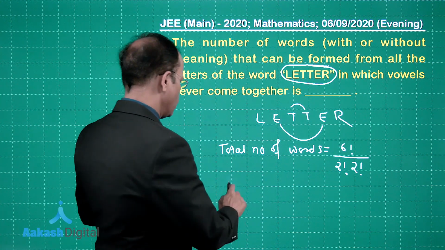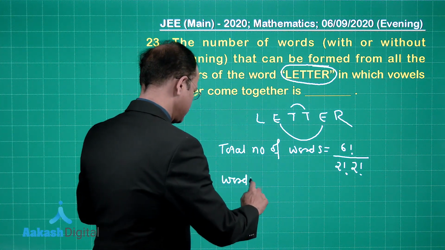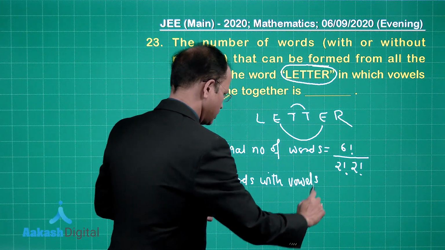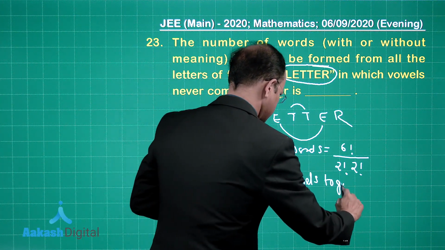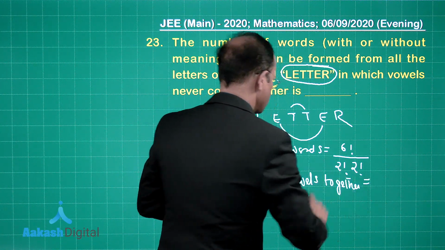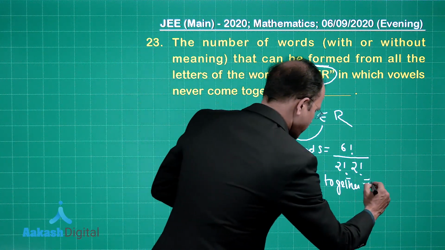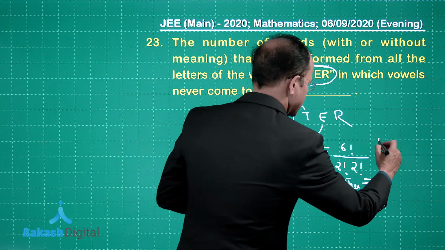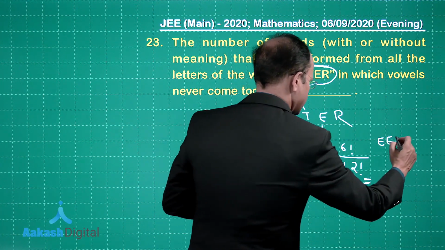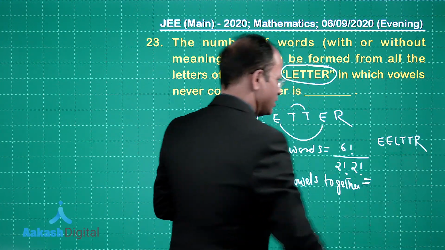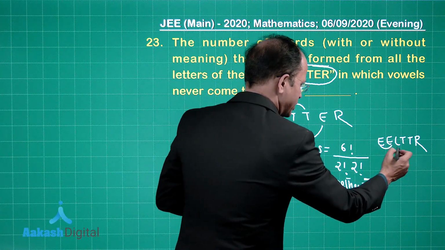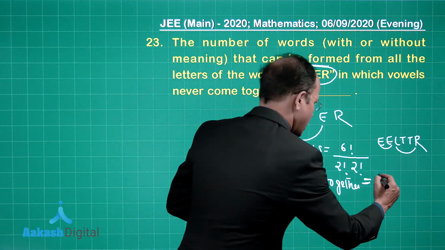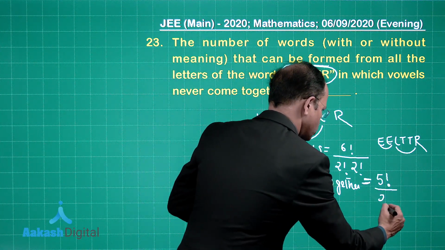Now let us take words with vowels together. So this is going to be what? So that means what we can write? We can write, words with vowels together means we are talking about EE, and this will be considered as one unit, right? And the other thing is LTTR we have. So that means we have 5 units as a whole. So this is 4 and this is 1 as a whole. So basically we have 5, and we can write it as 5 factorial divided by 2 factorial.